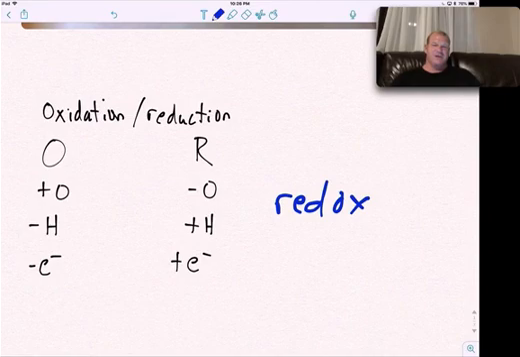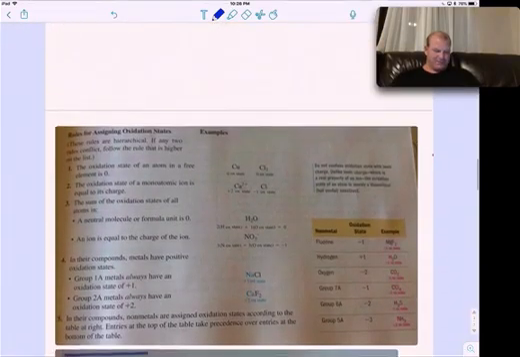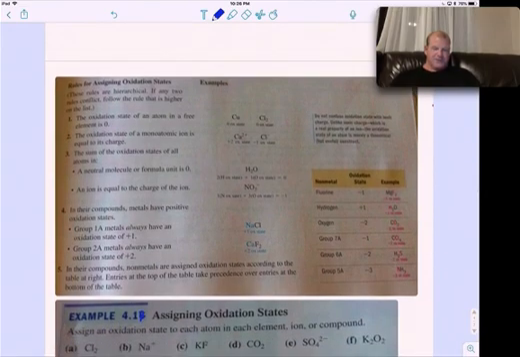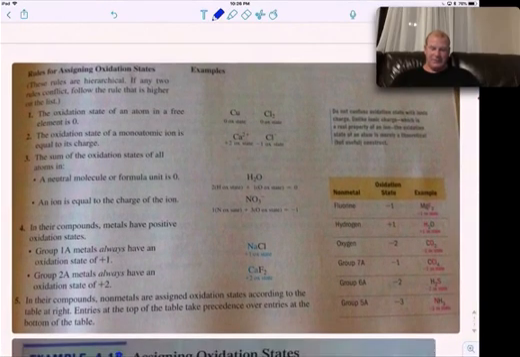So oxidation and reduction happen together. So we call the reactions redox. I guess that sounds better than ox-red. So we call them oxidation reduction or redox reactions. So we're going to learn a couple ways to describe where electrons are. Oxidation states is one way of describing where electrons are. And there are some rules for it, and it's hierarchical.